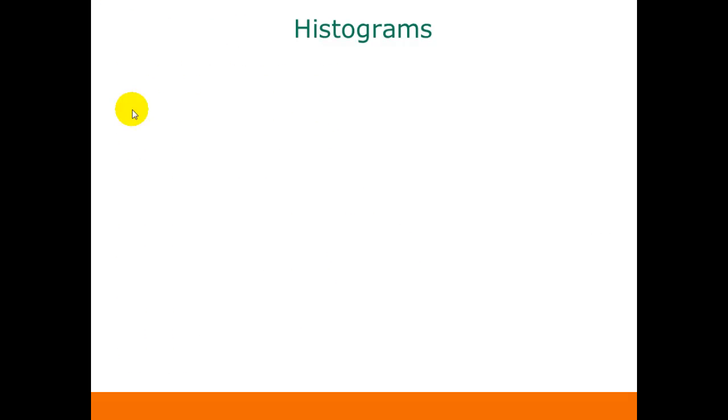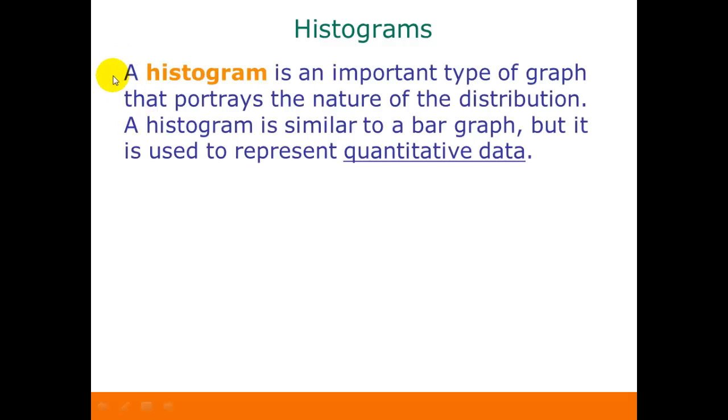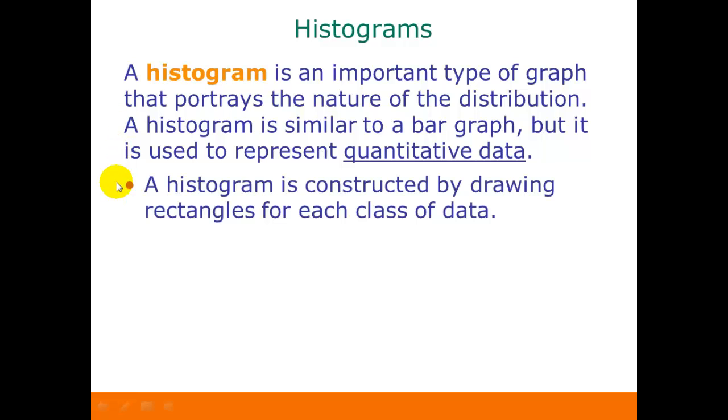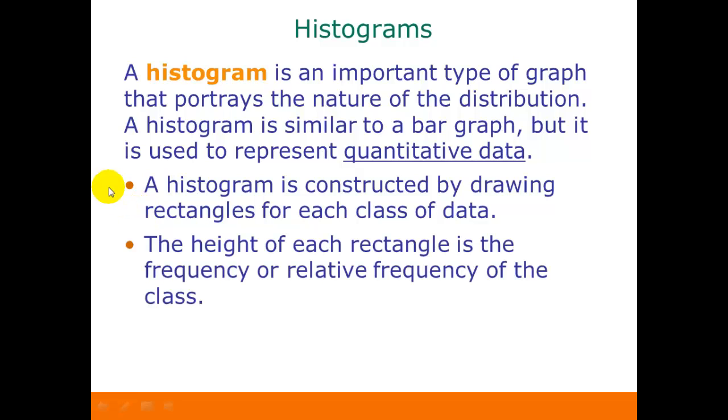A histogram is an important type of graph that portrays the nature of the distribution. A histogram is similar to a bar graph, only it's used to represent quantitative data instead of qualitative data. It's going to look a lot like a bar graph though. We're going to use the classes that we came up with for our frequency distribution, and we draw a rectangle for each class. The height of each rectangle is the frequency or the relative frequency of that class.